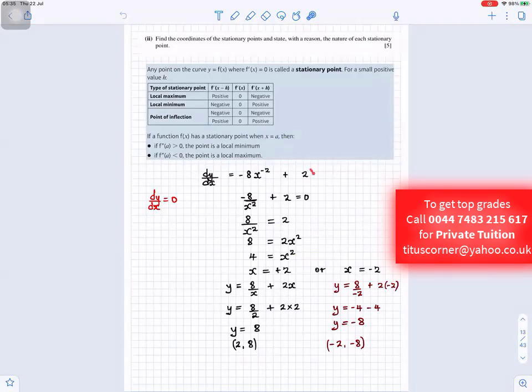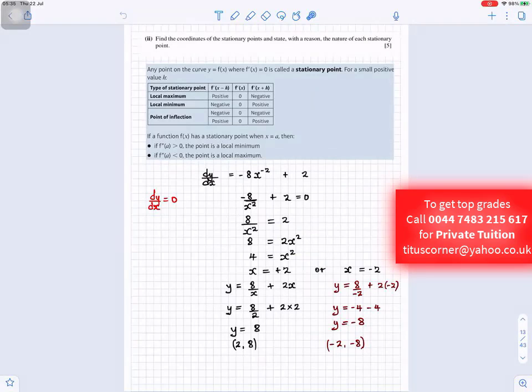So we had dy over dx. We put that equal to 0. So minus 8 over x squared goes to the right, so you get 8 over x squared equals 2. Multiplied by x squared, 8 is equal to 2x squared. Divide by 2, 4 is equal to x squared. So x equals plus 2 or x equals minus 2.